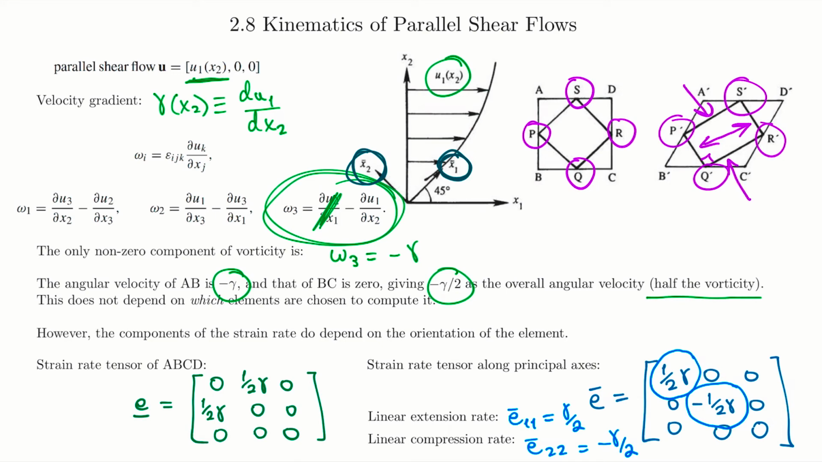So PS is elongated and the side PQ has contracted, but the angles are still the same. So visually we can see what's happening with these strain rate tensors and the diagonal versus the off-diagonal components. So in summary, our element ABCD in a parallel shear flow will experience only shear but no normal strain, whereas the element PQRS experiences normal strain but no shear strain. However, both of these elements rotate at the same angular velocity. Now that's pretty sweet to see, right?